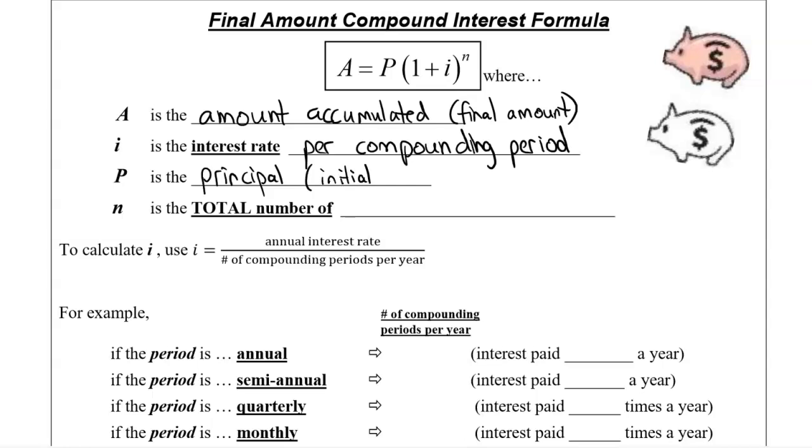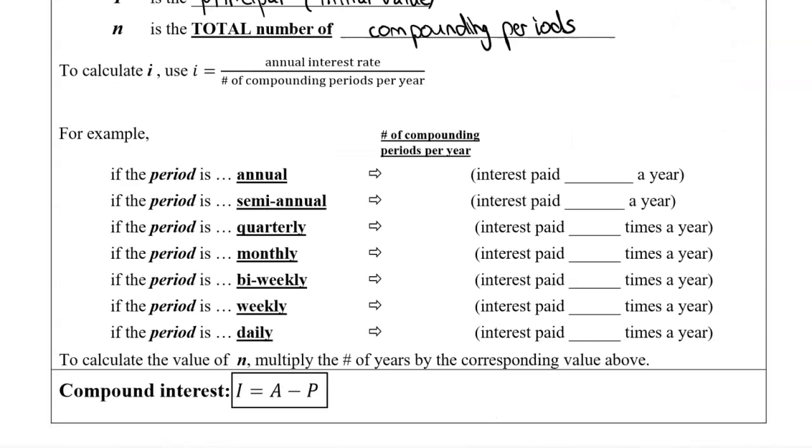It's the initial value is another way to say that. And then n is the total number of compounding periods. So if I have 2 years and I have 4 compounding periods per year, n is going to be 8. And we'll see examples of that again in a minute. So to calculate the interest rate, we have to take the annual interest rate and divide by the number of compounding periods per year.